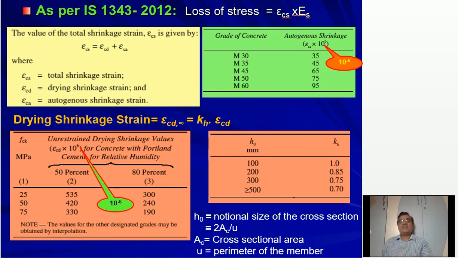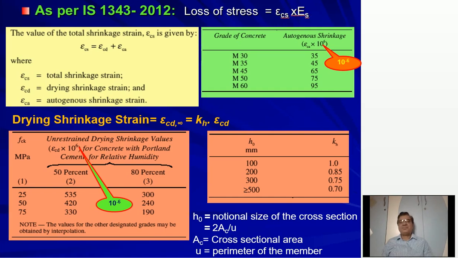Well, so these are the tables which are given in IS 1343/2012. So loss of stress is given by epsilon Cs into Es. Okay, so this value of total shrinkage strain epsilon Cs, which is required here in this equation, is given by epsilon Cd plus epsilon Ca. Well, so epsilon Cs is the total shrinkage strain, epsilon Cd is the drying shrinkage strain, and epsilon Ca is the autogeneous shrinkage strain. So both separately we'll calculate.